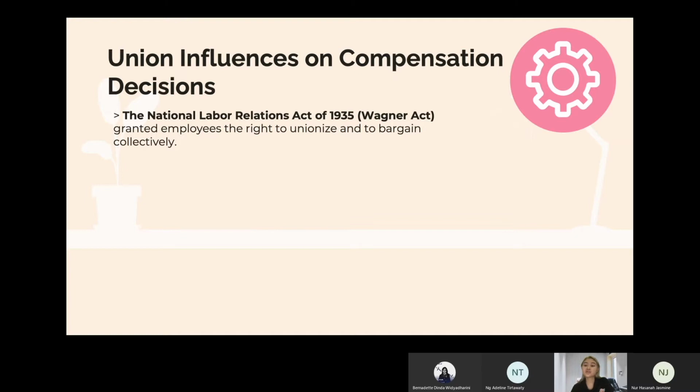Next is union influences on compensation decisions. Union and labor relations laws also influence pay plan design. The National Labor Relations Act of 1935, also called the Wagner Act, granted employees the right to unionize and to bargain collectively. However, unions also negotiate other pay-related issues, including time off with pay, income security, cost of living adjustments, and healthcare benefits.